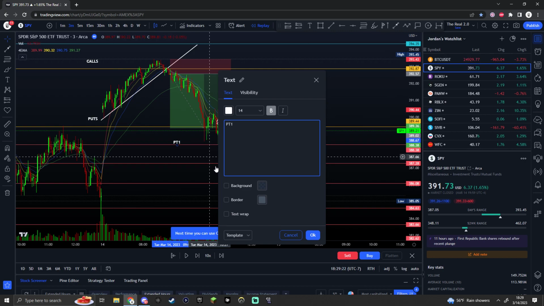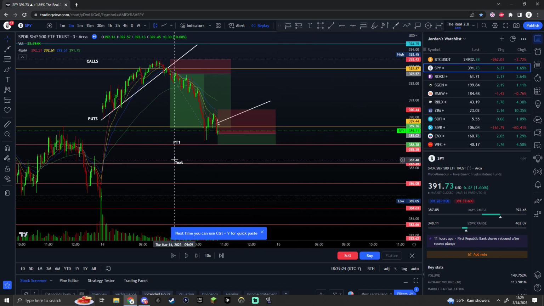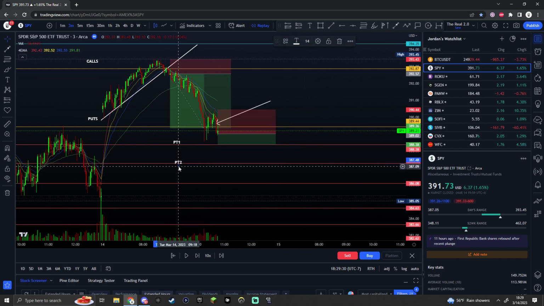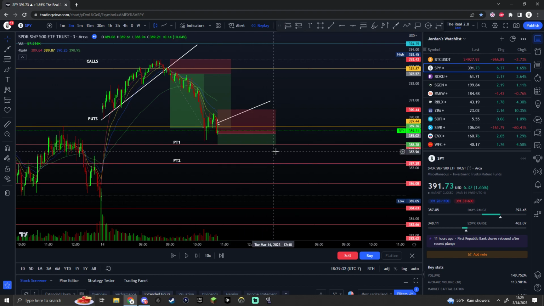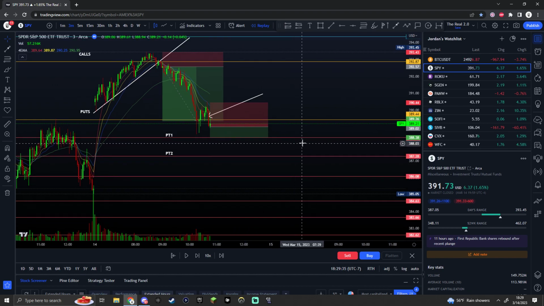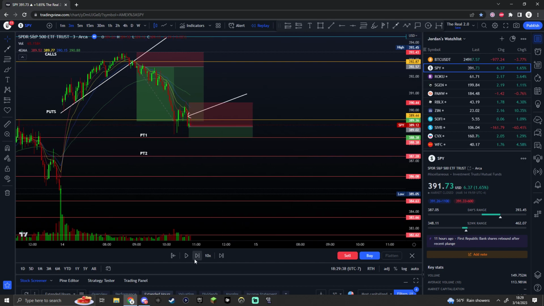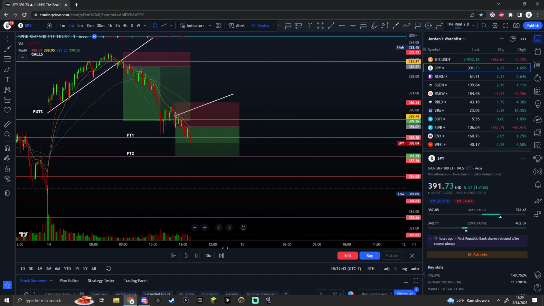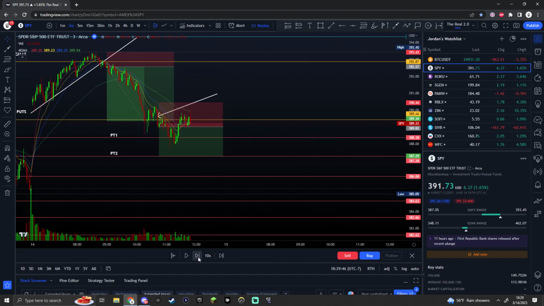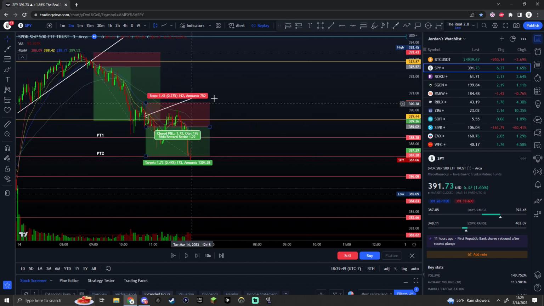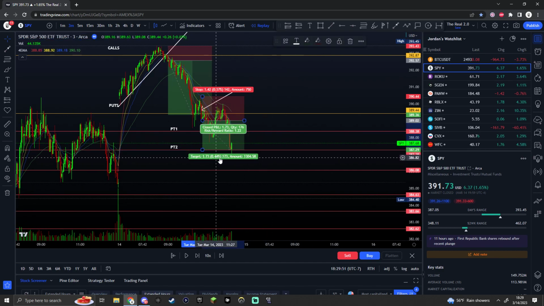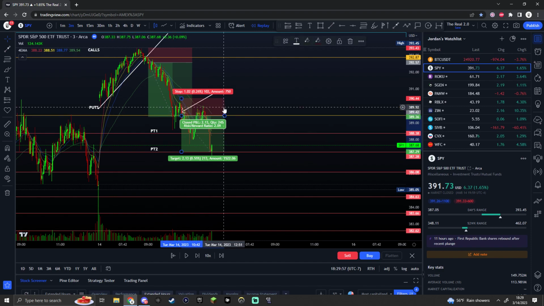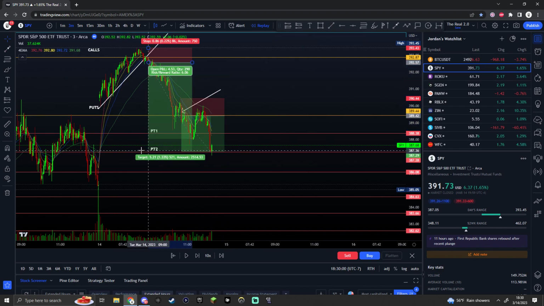PT1. PT2. Let's see. Nice. And we hit our first price target. Let's see if we can aim for the second one. There it is. Yep, we get our second price target. Then at this point, you can get out or stay in until break even. So we have two nice puts right here.